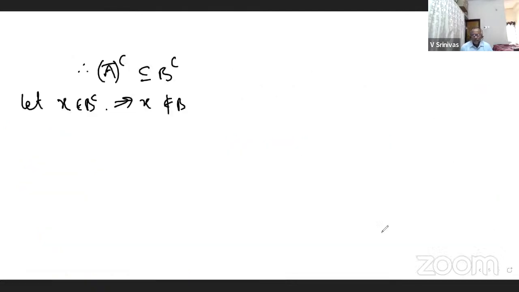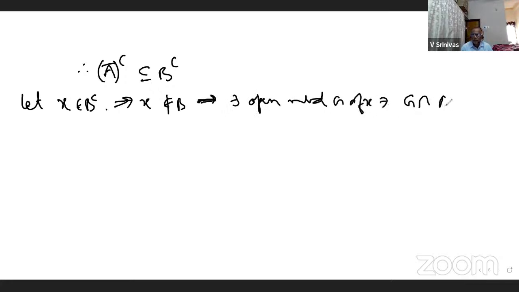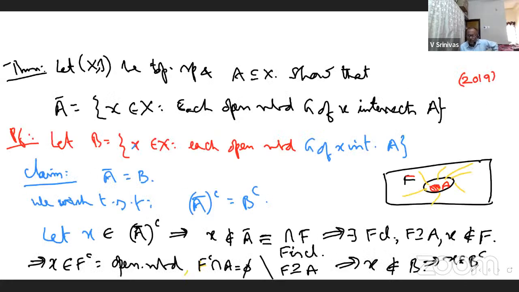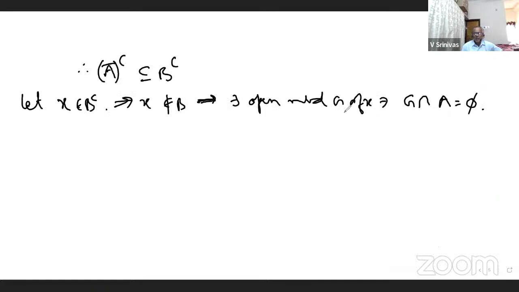Okay, so this implies there exists an open neighborhood G of X such that G intersection A is empty. Right? I have taken an X here, so X is not in B. So X is not satisfying this, which means there exists an open neighborhood G of X which does not intersect A. G intersection A is empty. Yeah. Now, what do I get?